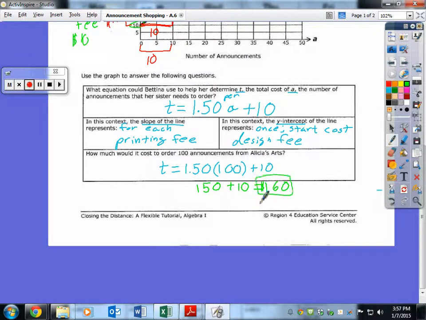So that's the answer to that final little bit there. Okay, the second part, the back, is going to be a little quicker because we're still dealing with the same kind of situation. So our slope will still be our printing fee, and the y-intercept will still be our design fee. We'll just have a different equation and a different amount here.